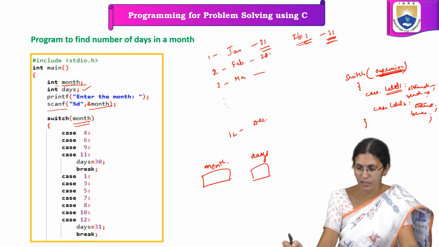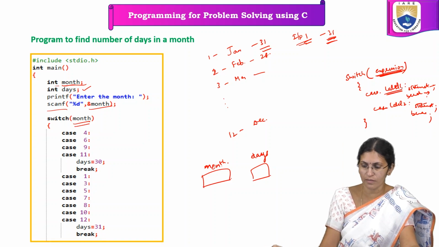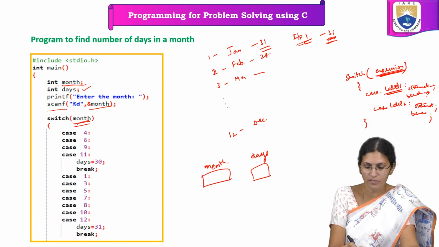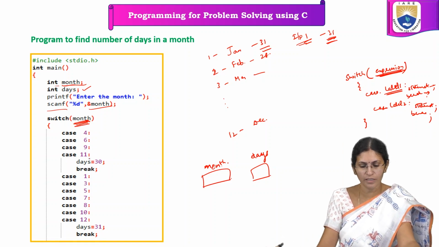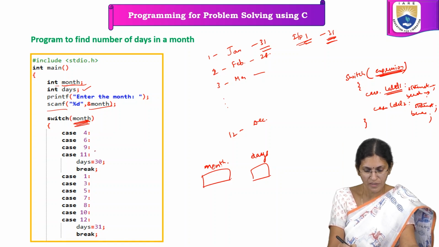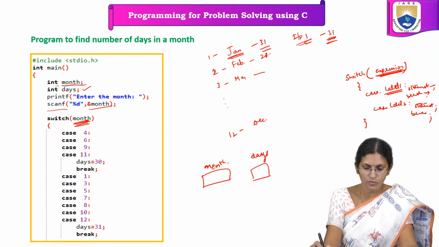So if the expression value matches with any of the case labels, so here month, suppose we enter a month, so based upon the month value entered by the user, it will match with any of the case labels, and those case statements will be executed. So we have case 1. So case 1 is for January. Suppose the user is entering the month value as 1. So the corresponding month is January. So it will have 31 days. So at the end we have written 31 days.